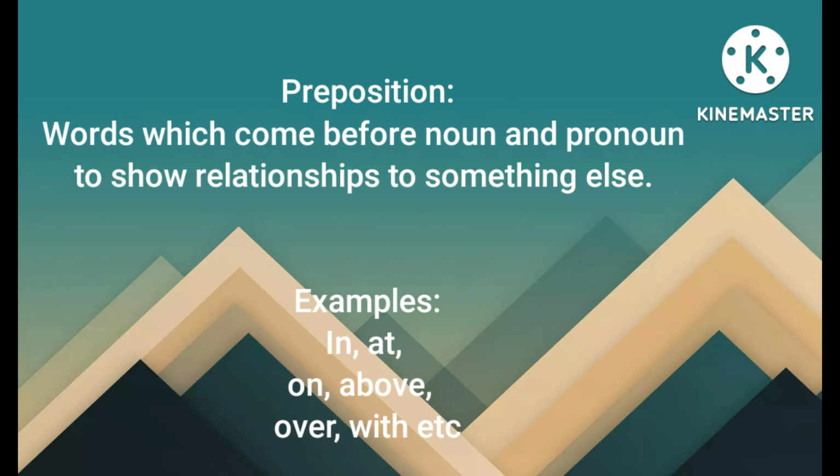Preposition, in Urdu we say huruf jar, consists of words which come before a noun or pronoun to show its relationship to something else. These are words which always come before a noun or pronoun. As examples, I can say in, at, on, above, over, with.